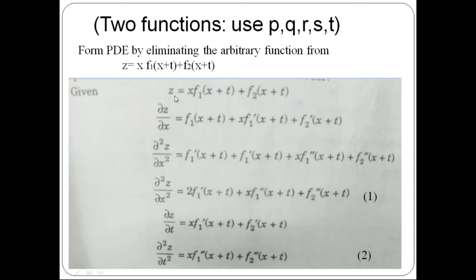I have calculated with respect to t as well. Here with respect to t, x will be treated as constant. It will be f1 dash of x plus t.